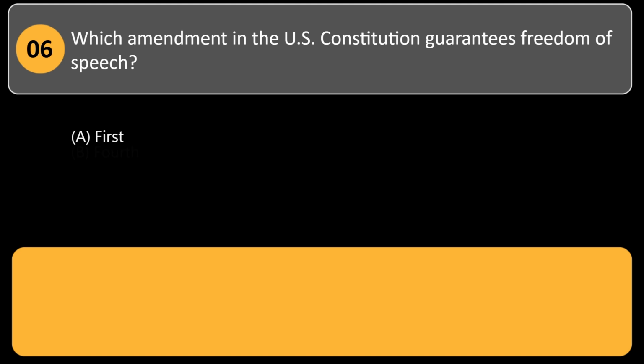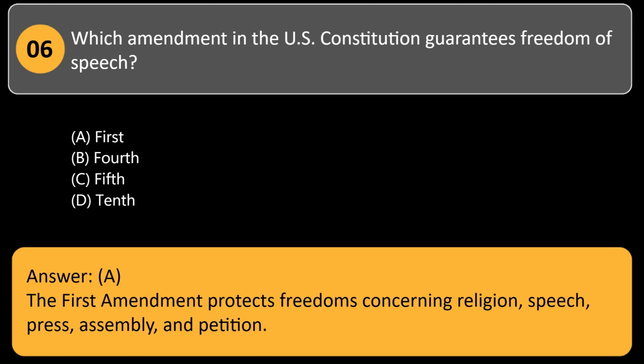Which amendment in the U.S. Constitution guarantees freedom of speech? A. First. B. Fourth. C. Fifth. D. 10th. Answer, A. The First Amendment protects freedoms concerning religion, speech, press, assembly, and petition.